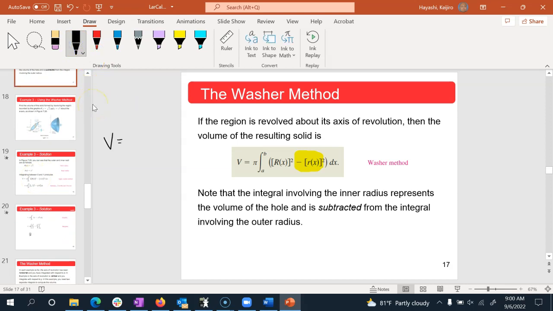So this is for a horizontal axis of revolution. I mean, not like you really need both. They're not two separate formulas. They're the same. But if you have a vertical axis of revolution, they're just going to be in terms of y, and the integral is going to be dy.